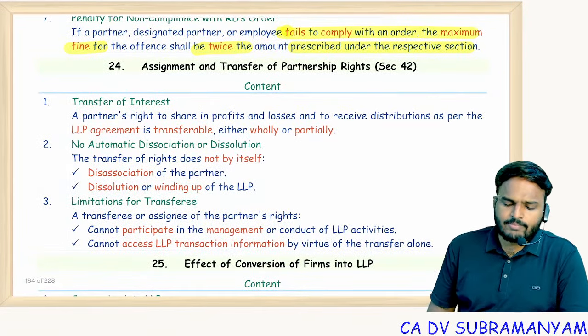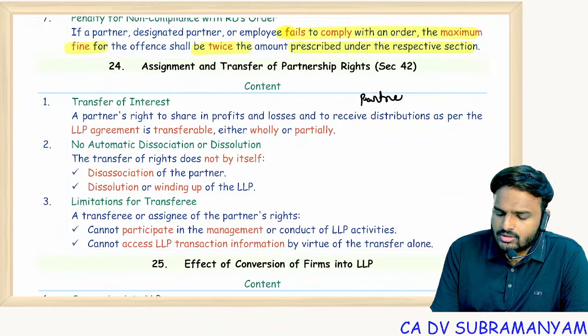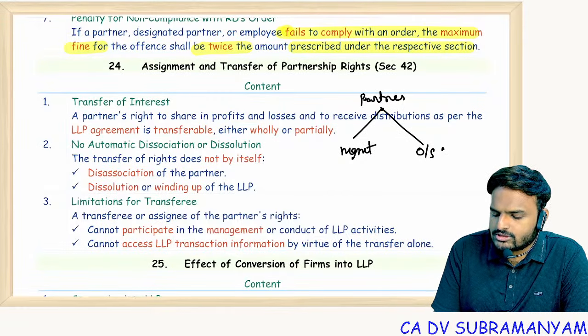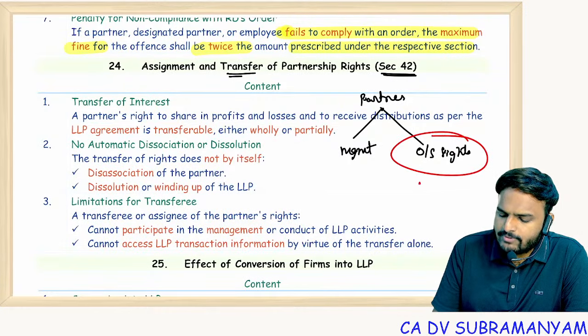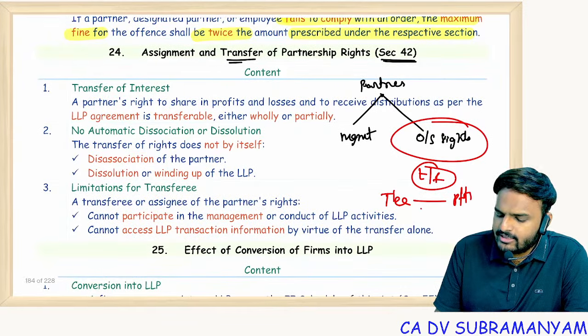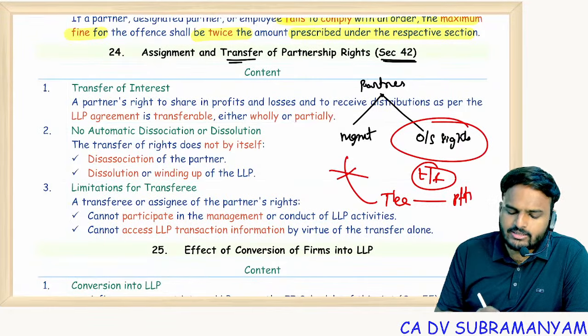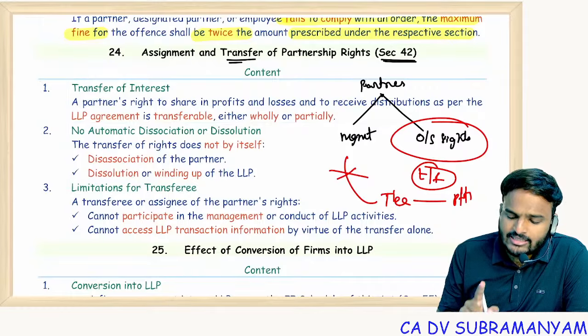Assignment and transfer of partnership rights. Remember, my dear students, as a partner, you will have management rights, you will have ownership rights. Now in this section 42, what can be transferred? Only ownership rights can be transferred. That means transferee can claim only share of profits. Transferee cannot participate in management rights. You remember, only ownership rights can be transferred.